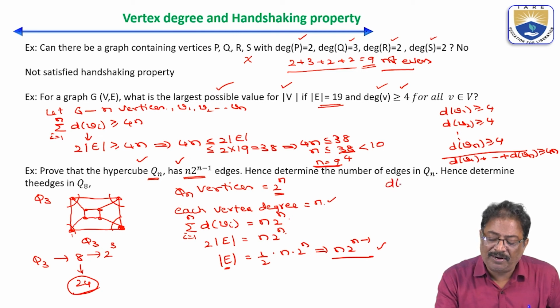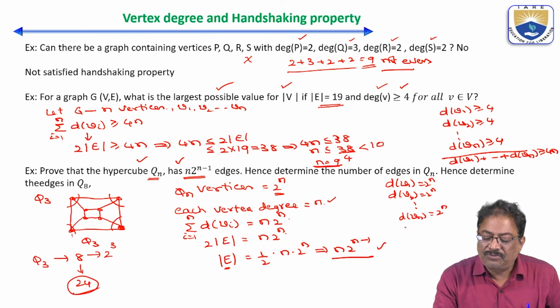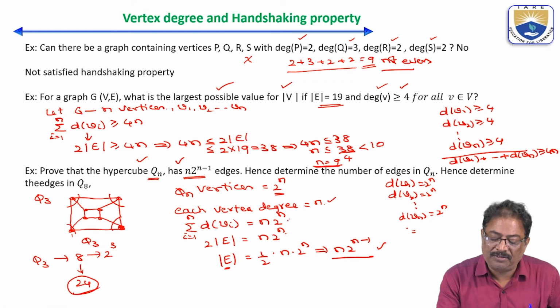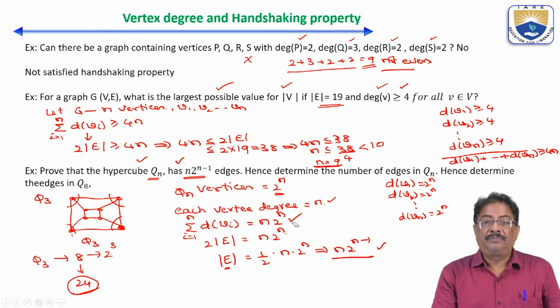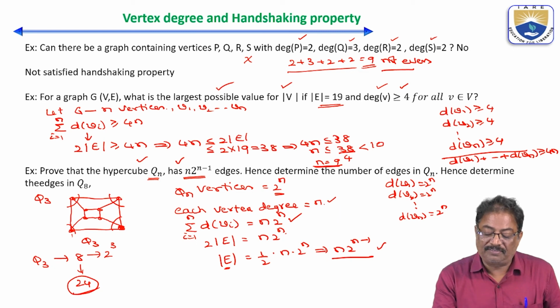Let us say degree of V1 is n, degree of V2 is n, and so on. Degree of V(2 to the power of n) is also n. So if I am adding all the degrees, then n is repeated 2 to the power of n times, so I write it as n into 2 to the power of n. That is what I am mentioning here. Then the number of edges in the hypercube Qn is equal to this.